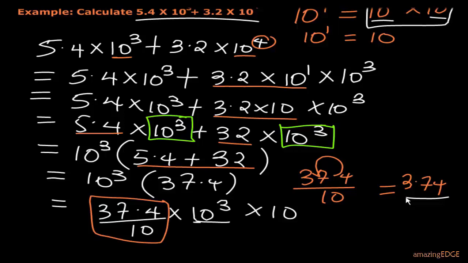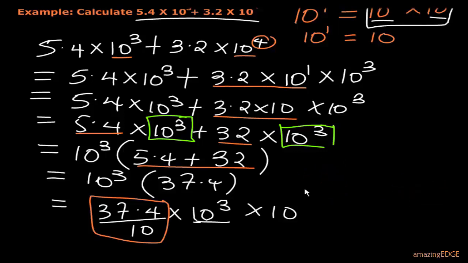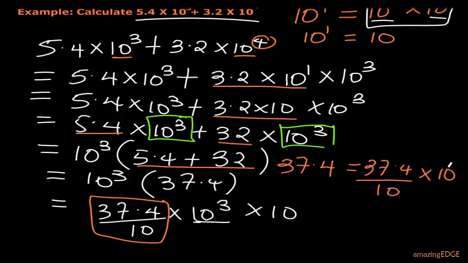So we'll go to the other side and write it clearly. What I'm doing in actual fact is this. I want to write 37.4 in another way. I can write this 37.4 as 37.4 divided by 10 times 10. This thing is still the same thing because supposing I let my 10 cancel this 10, I'll go back to the original thing. So the two expressions are the same.